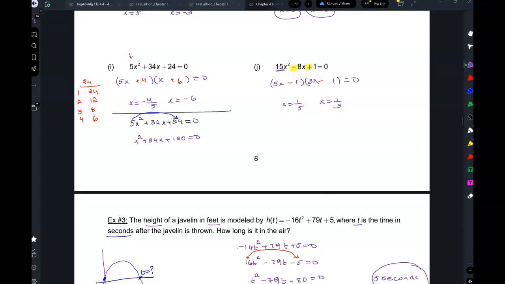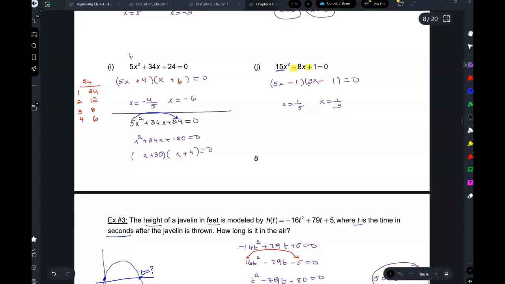I'll go back to the last one in a minute. Okay, let me do this. So now I'm going to factor this. x and x. Now I need two numbers that multiply to 120 but add to 34. So that's actually 4 and 30, right? So plus 30 plus 4.